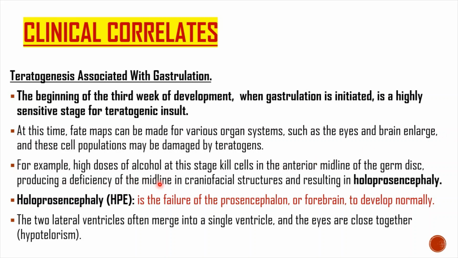Okay. Deficiency of the midline in the craniofacial structures results in a condition that we call holoprosencephaly. Now, holoprosencephaly is the failure of the prosencephalon, which is the forebrain, to develop normally. So this condition may ensue if gastrulation doesn't happen properly. Okay, and the two lateral ventricles often merge into a single ventricle, and the eyes are very close together in a condition that is called hypotelorism. So this is one of the conditions that may occur if gastrulation doesn't happen properly or effectively.